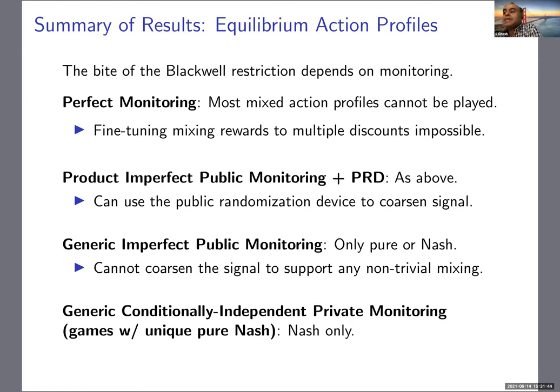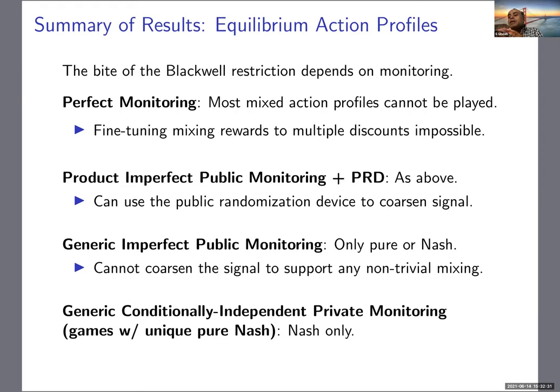Another way of thinking about this intuitively, we talked about this earlier, and Bernard asked this question, and I mentioned that the problem is that there is mixing going on, right? So mixing is the major issue. Suppose you have perfect monitoring. Then you can't see how I'm mixing, but you can at least check if I'm mixing over the right things. As soon as I place something off the support, you say, aha, you deviated, so you can catch me. So then you have ways of detecting some deviations, and the Blackwell restriction has less bite.